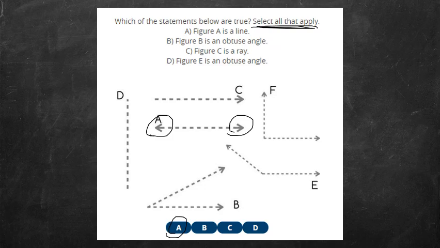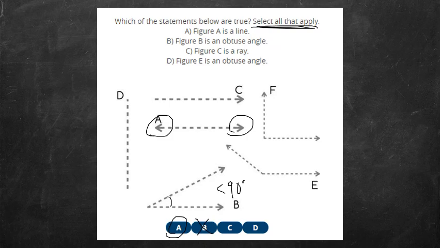Now let's look at the rest of them. B, figure B is an obtuse angle. Is figure B an obtuse angle? Well, I know obtuse angles are wide angles. So if this angle is a small angle, it looks like it measures less than 90 degrees. So that would make figure B an acute angle. So figure B is not true. Okay, so I would not select that one.